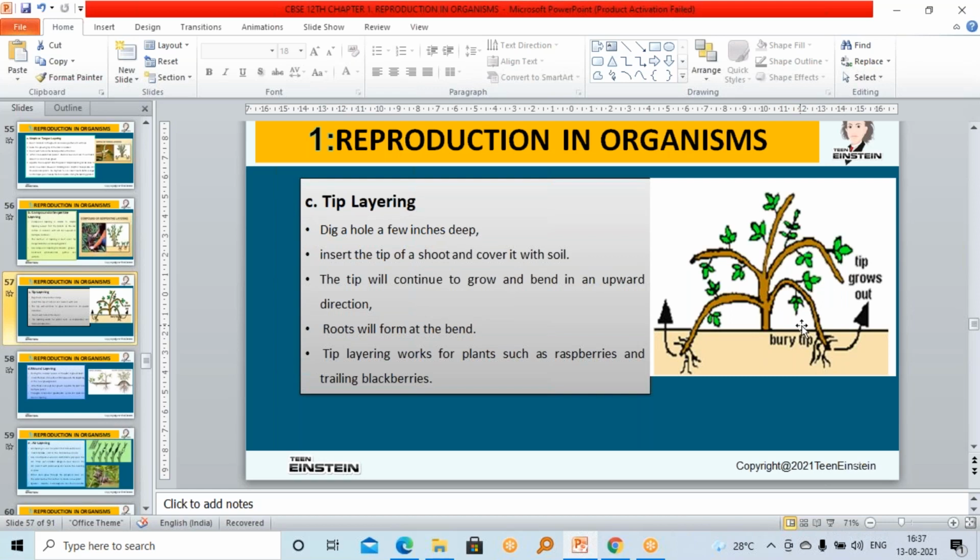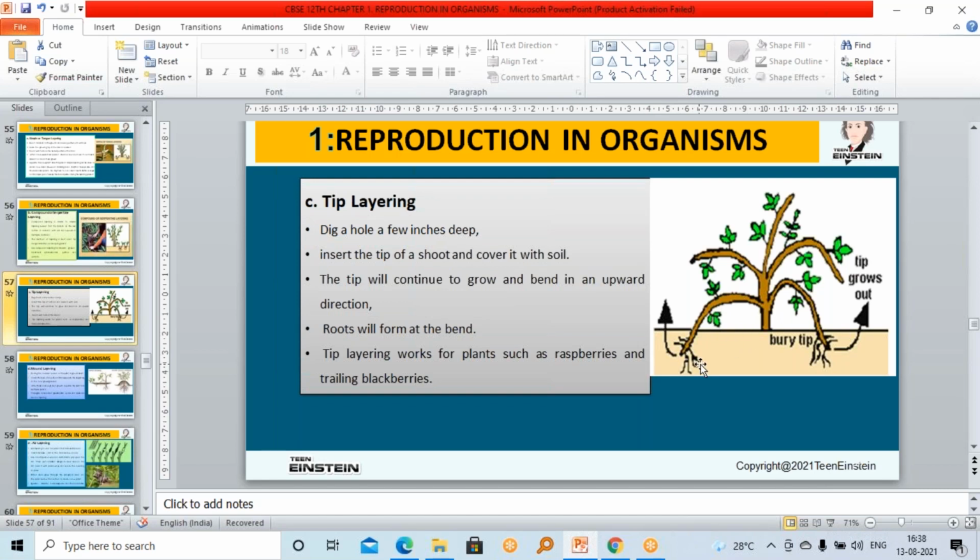from the parental plant, we are going to select a branch. And we are going to insert the tip of the selected shoot or branch in that hole. Then we'll cover it with the soil. So first we are selecting a branch, digging a hole of few inches depth, and next inserting that branch into that hole, then covering it with soil.